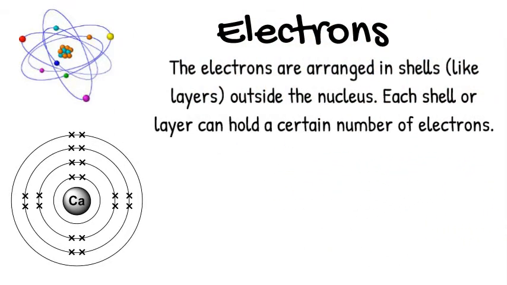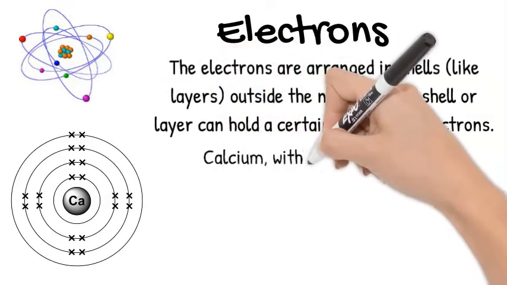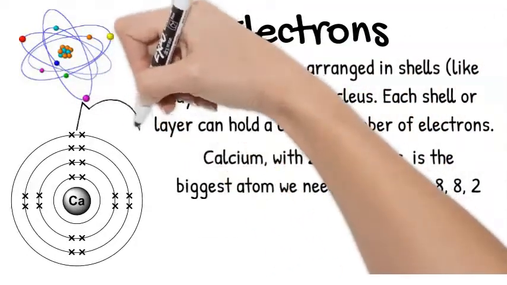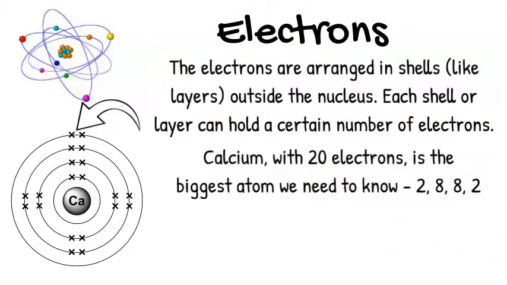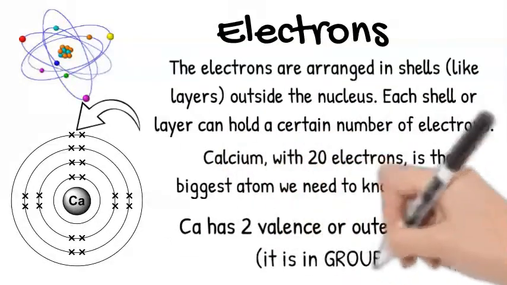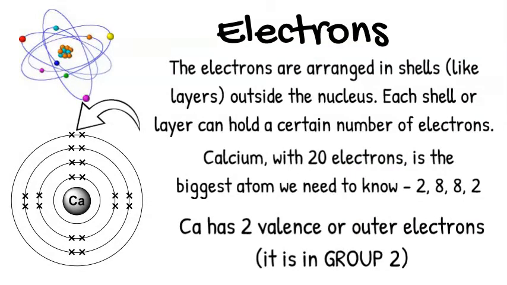Each shell can hold a maximum number of electrons. For the level that we are studying at, this maximum is 2 in the first level, then 8 in the next, and then 8 and then 2. Calcium has 20 electrons, so it has this arrangement: 2, then 8, then 8, then 2. This is the biggest one we need to know. At higher levels, you'll need to know a little bit more than this. Just a reminder that calcium has 2 outer electrons as it's in group 2 on the periodic table.